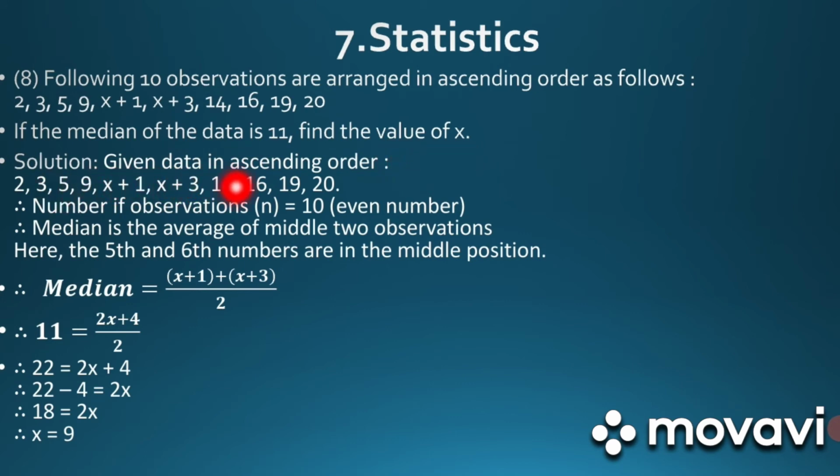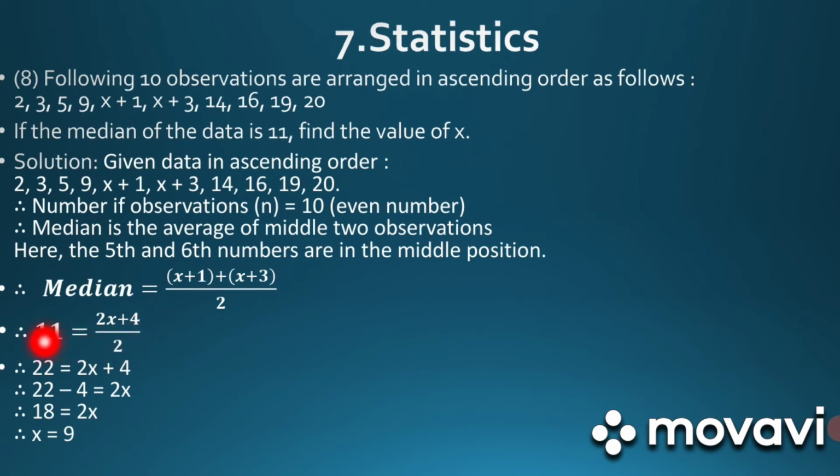Solution: the given data in ascending order is 2, 3, 5, 9, x plus 1, x plus 3, 14, 16, 19 and 20. Therefore, the number of observations small n is equal to 10, which is an even number. Therefore, median is the average of middle two observations. Here, the fifth and the sixth numbers are in the middle position. Therefore, the median is equal to x plus 1 plus x plus 3 upon 2. Therefore, 11 is equal to 2x plus 4 upon 2.